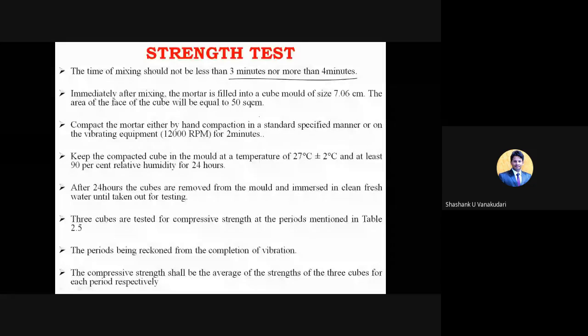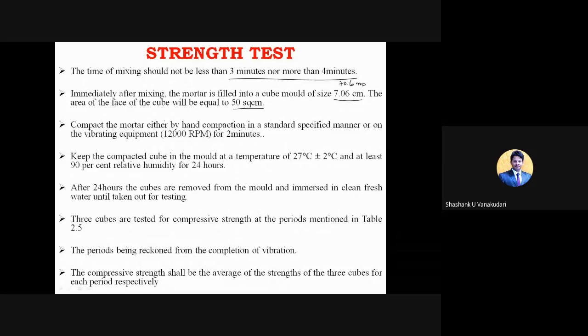And here they have given it in terms of centimeter, the same thing will be 70.6 mm. Okay, and the area multiplied, 7.06 into 7.06, gives 50 square centimeter. And then compact the mortar either by hand compaction, or else any compacting or vibrating equipment you can consider. And they have given the specifications for that vibrating equipment also, that is 12,000 rotations per minute. You need to go with that for 2 minutes.